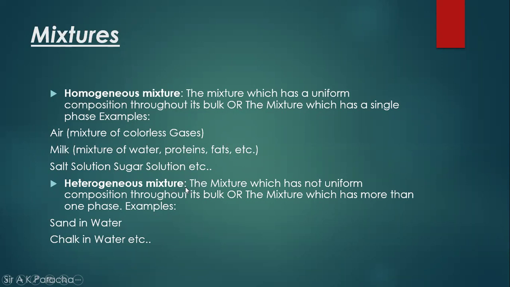Heterogeneous mixtures, what are heterogeneous mixtures? The mixtures which do not have uniform composition throughout their bulk, or the mixtures which have more than one phase. For example, sand in water. If you have sandy water, water having sand, and you leave it for a while, the sand will settle down.